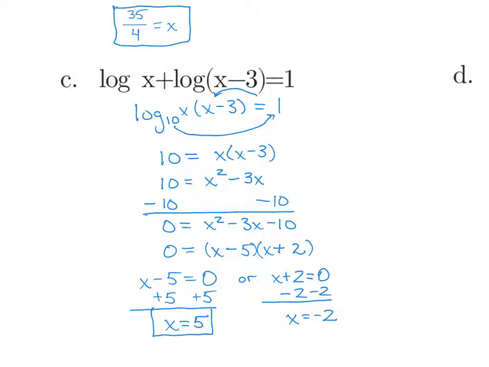Let's do the same thing with -2. If I plug it in to the first one, I get a negative number inside my logarithm. That is not allowed. It also happens on the second one. And so what we have to do here is we want to discard x equals -2. Therefore, we only have one solution of x equals 5.